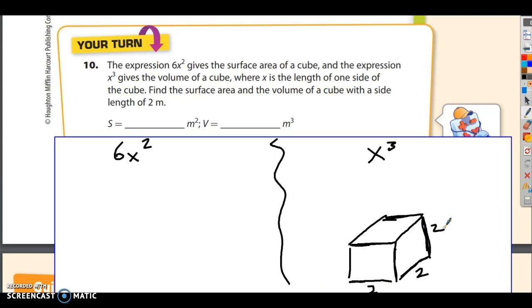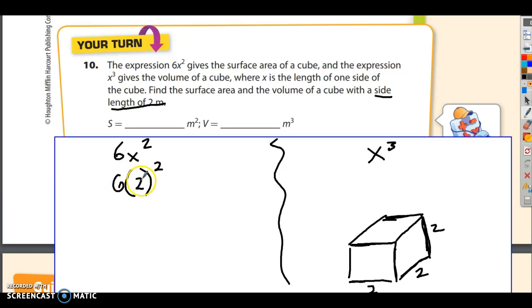So, simply put, to solve these things, all we have to do is go in and replace our x's with 2's. So our surface area expression would be 6 times 2. Now if you say, well, where are you getting that 2? It says right here, the side length is 2. So I'm going to take x out, replace it with 2, and then bring this 6 down, and bring this squared down. And I need to solve this. And how do I solve this?